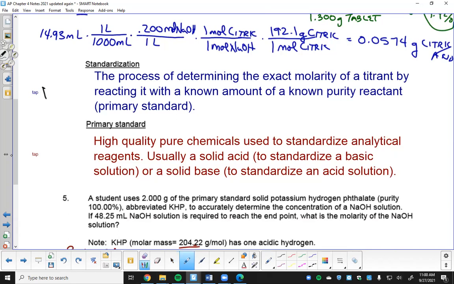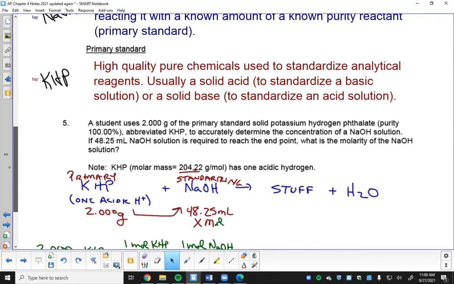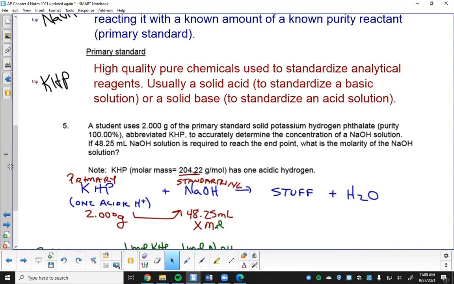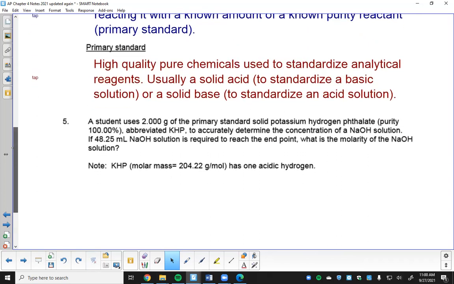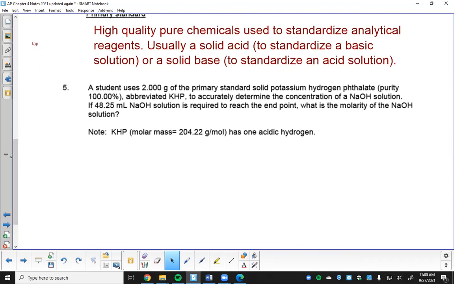So in our lab, we're going to standardize sodium hydroxide, and we're going to use KHP to do it. So number five uses sodium hydroxide and KHP in this example. And it's not the numbers that we would use in our lab, but it's actually pretty close to what our calculation would look like as we do the standardizing process for our sodium hydroxide solution.